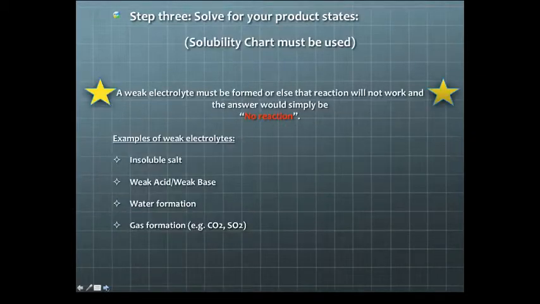Now let's go ahead and look at the third step. The third step is known as solve for your product states, where you have to figure out if your products are soluble or insoluble in water. Because when you're reacting these two aqueous substances, we want to know if a little particle will emerge out of our solution, which would be called a precipitate, which we write as a little subscript S for solid, and I'll show you that in a bit.